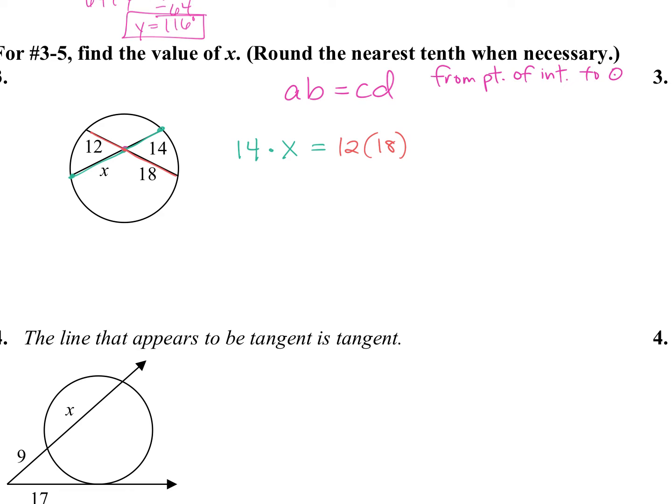So 14x equals 12 times 18, which is 216. And then just divide by 14. Okay, those should be the easy ones. There's not a lot of steps. We would say x is approximately, nearest tenth, it says, so 15.4.